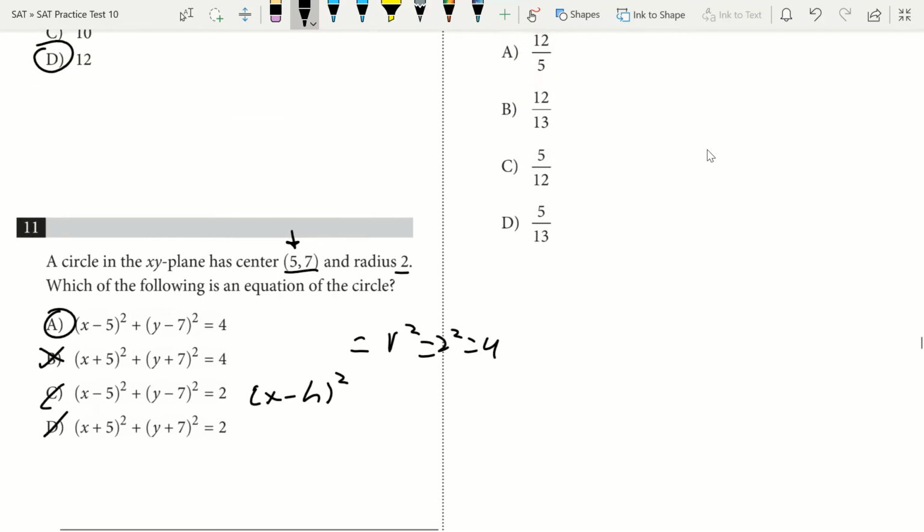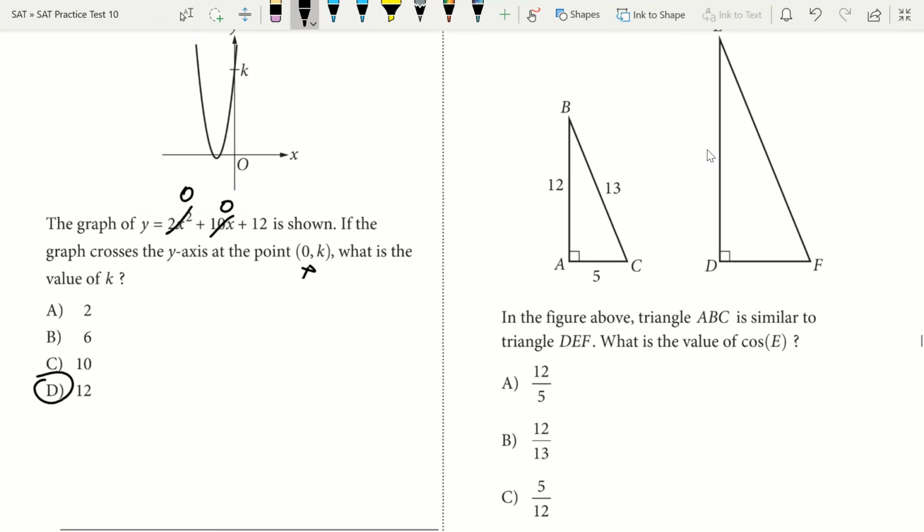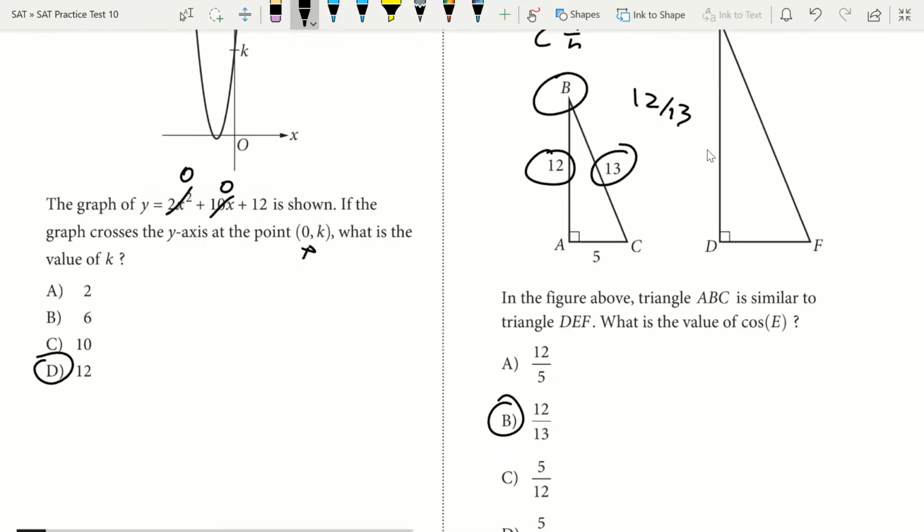Alright, question 12. In the figure above, triangle ABC is similar to DEF. What's the value of cosine E? Alright, well I know that cosine E is going to equal my cosine B, since they're similar triangles. I know that cosine is adjacent over the hypotenuse. I see my adjacent is 12 and my hypotenuse is 13, so my answer is going to be 12 over 13, which is answer choice B.